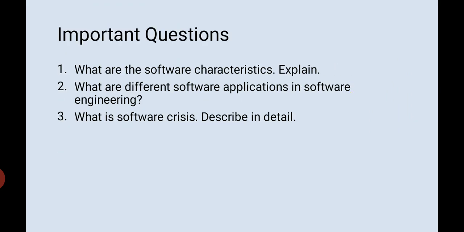So we are done. And there are three important questions from this. The first is the various software characteristics, and an explanation of each and every one of them. The second is what are the different software applications in software engineering? And third is what is software crisis? Describe in detail.